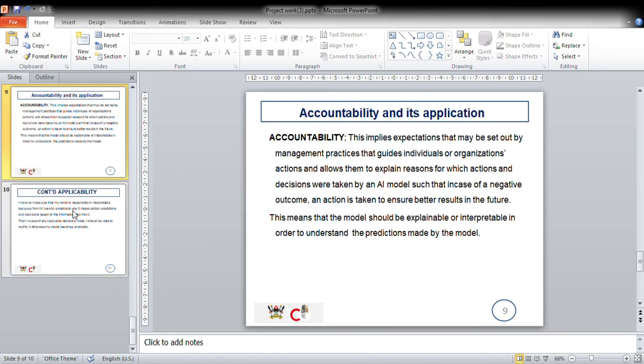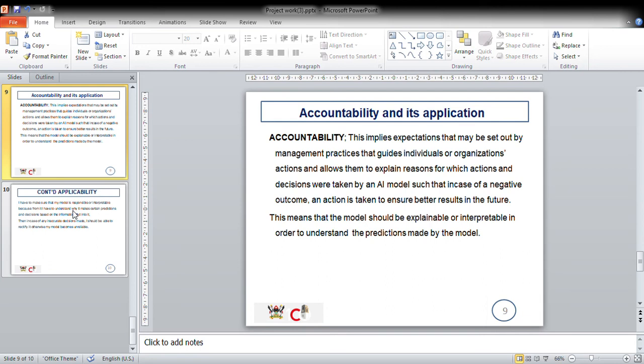Accountability. What we mean by accountability implies expectations that may be set out by management practices that guide individuals or organizations' actions and allow them to explain reasons for which actions and decisions were made or taken by an AI model, such that in case of a negative outcome, an action is taken to ensure better results in the future.